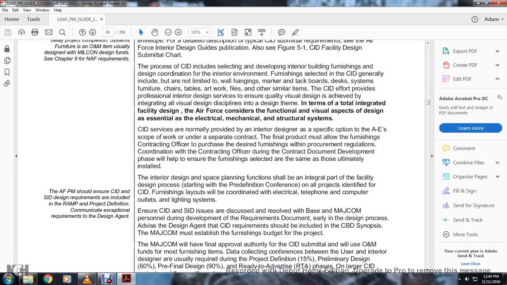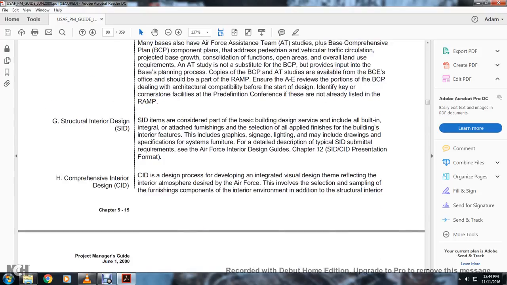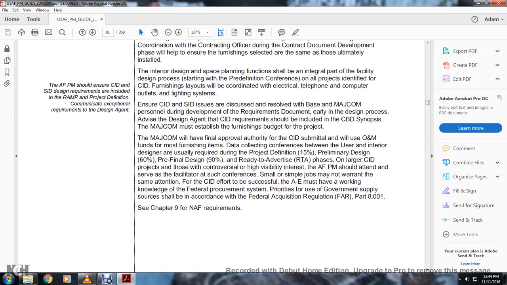The interior design function should be an integral part of the facility's design process, providing the pre-definition conference on all of the projects identified with the comprehensive interior design, with furnishing layouts coordinated with electrical, telephone, computer outlets, and lighting systems. Ensure the comprehensive interior design and the structural interior design issues are discussed and resolved with the base, major command, and personnel resources for documentation in the early design process. Advanced design requirements for the comprehensive interior design should be included with the CBD synopsis, the Commerce Business Daily synopsis.